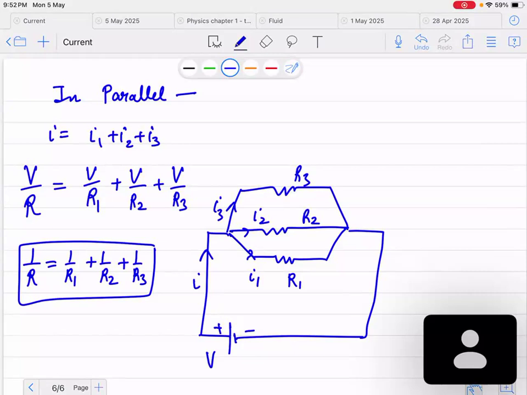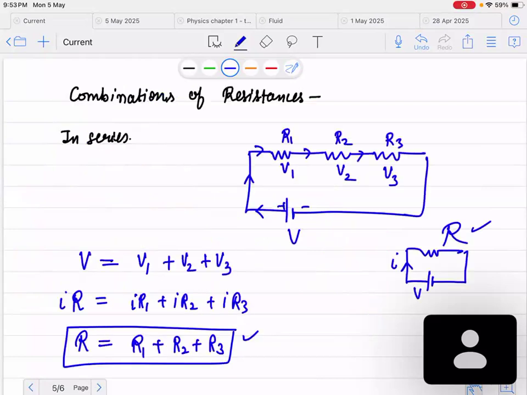Why? Because the resistance is minimum, and if one of the systems is not working, then the others will work efficiently. Suppose this one is not working, then these two will work. But in series, if any one of them is not working, then the others will also stop.